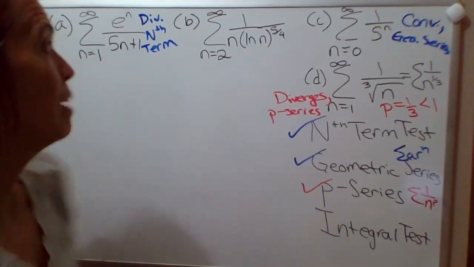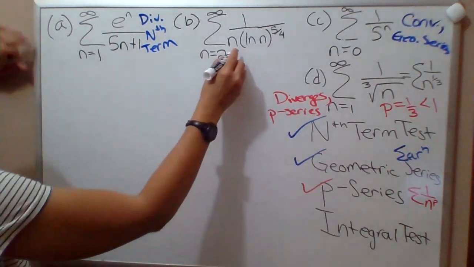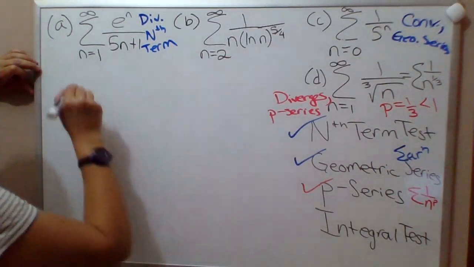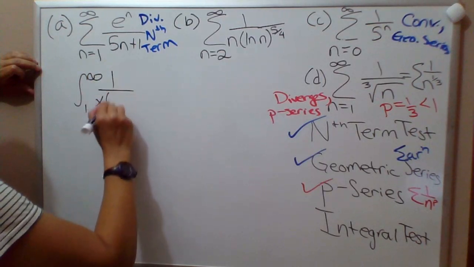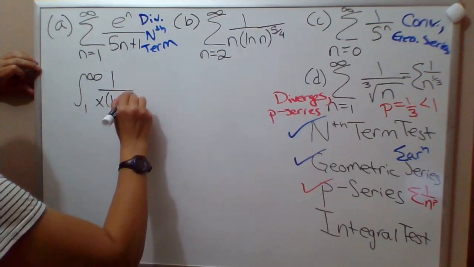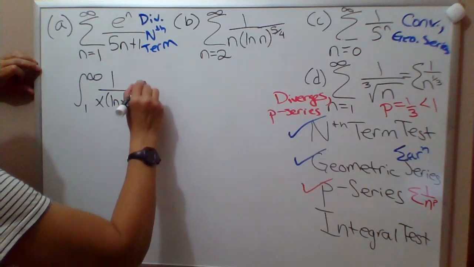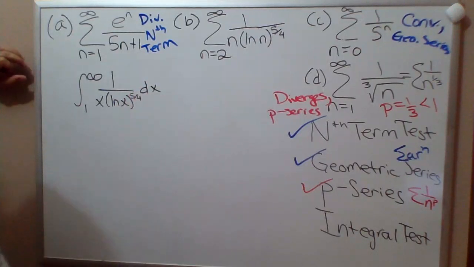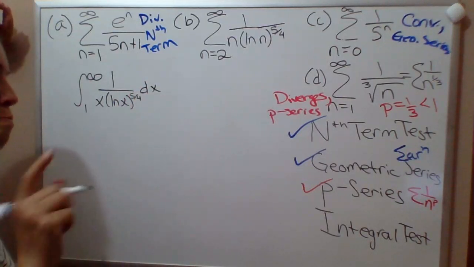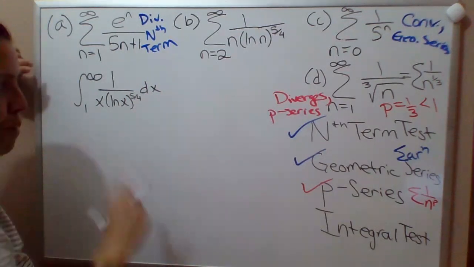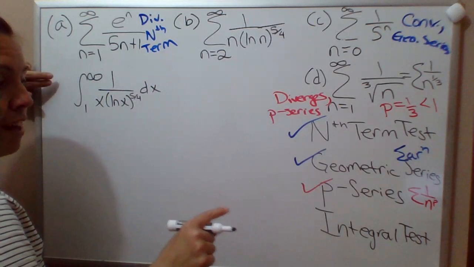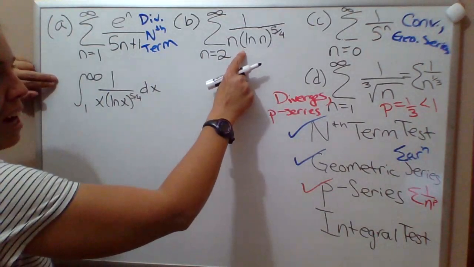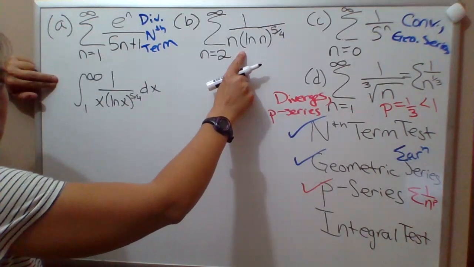So you might want to pause right now and consider the integral from 1 to infinity of 1 over x times natural log of x to the 5/4. Determine if that improper integral converges or diverges. By the way, I'm jumping the part where I write positive, continuous, decreasing. You should always verify that before you apply the integral test. I'm going to just, real quick, verbally go through this.